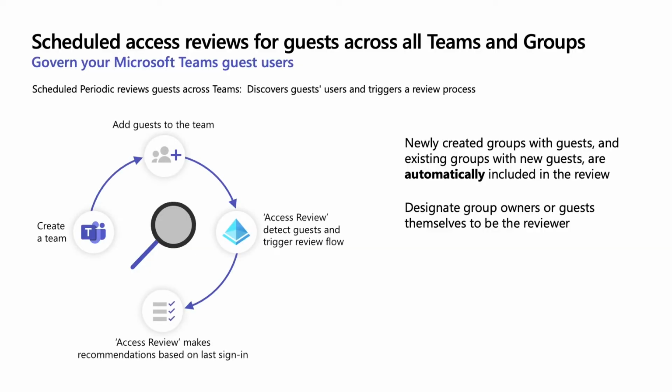Another enhancement to streamline the guest-user cross-collaboration while we keep you safe is the guest access reviews. Teams will enable automatic scheduled periodic reviews of guest access. It will discover guest users and will trigger a review process. So how does it work? When users are adding guests to a team, it automatically triggers the access review on the added guest user. The review process suggests recommendations that are based on their last sign-in, which the admin can analyze, and only then will create the team.